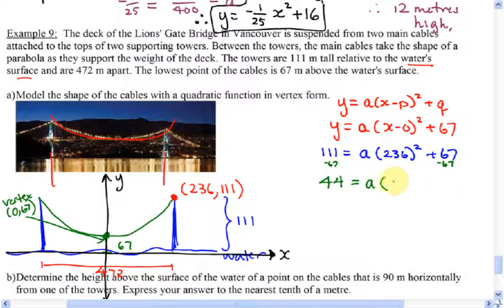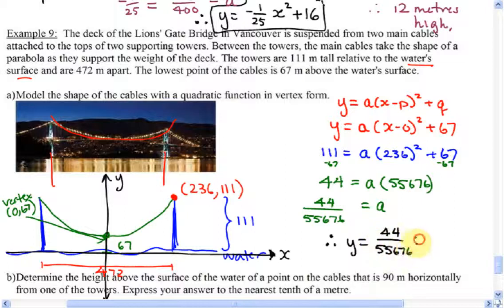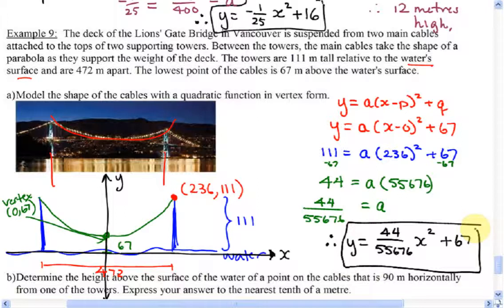55,696. So if you want to leave your answer as a fraction, which actually probably is more accurate, I'd just leave it as 55,696. Don't even do the decimal for me. In these questions, I would keep it as a fraction. And so my answer would be y equals 44 over 55,696 times x squared plus 67. And this is the equation you can use to model the parabolic cables of the Lions Gate Bridge.